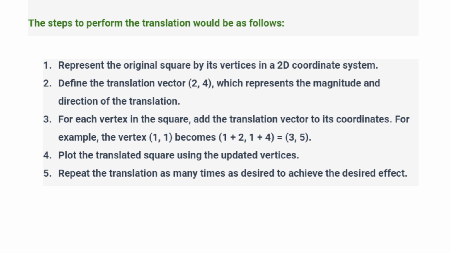Represent the original square by its vertices in a 2D coordinate system. Define the translation vector (2, 4), which represents the magnitude and direction of the translation. For each vertex in the square, add the translation vector to its coordinates. For example, the vertex (1, 1) becomes (1 + 2, 1 + 4), which is equal to (3, 5).